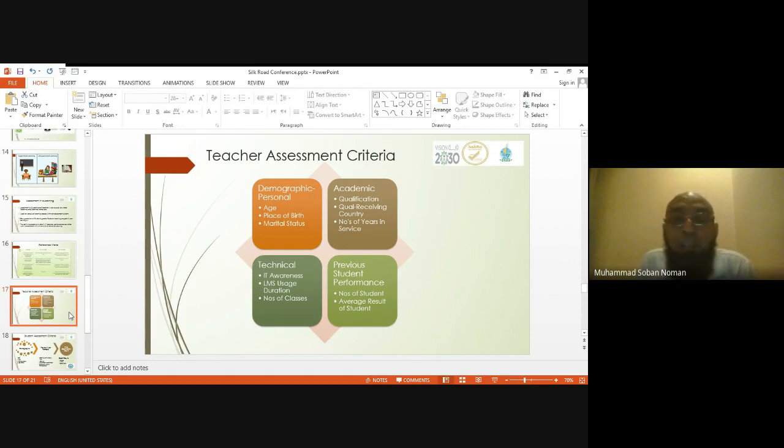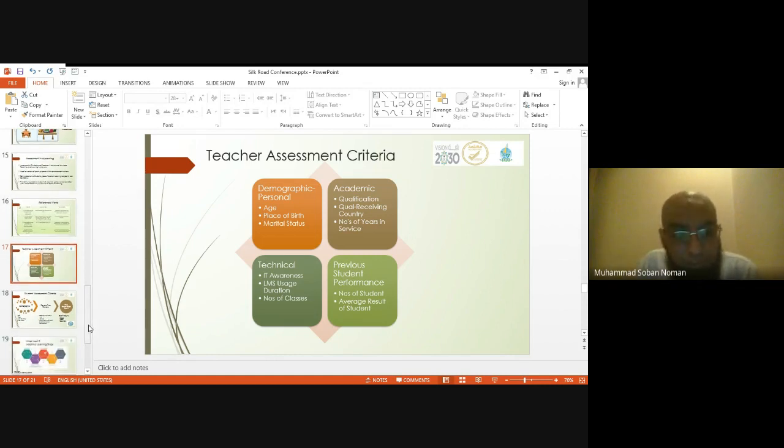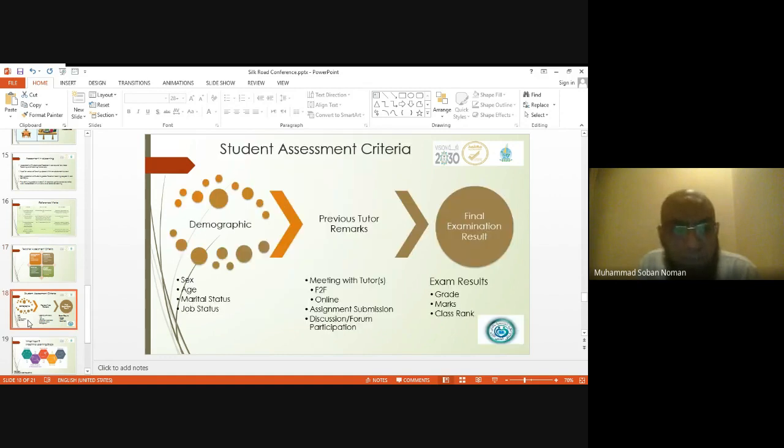What happened to those students who were taught by that particular teacher, so that we can train our system, and it will be trained until it arrives at the very fine teacher and faculty member for the specific courses. That is the teacher assessment point of view.